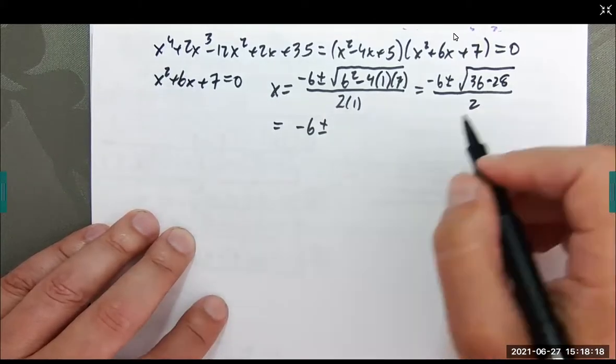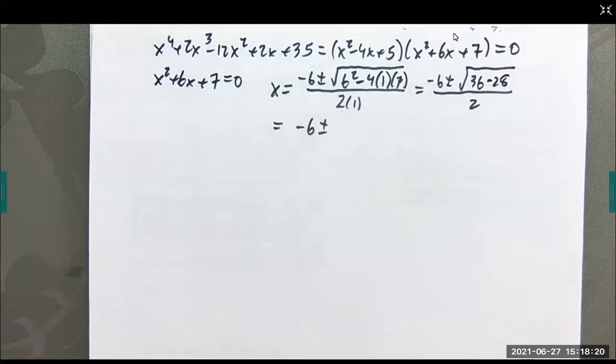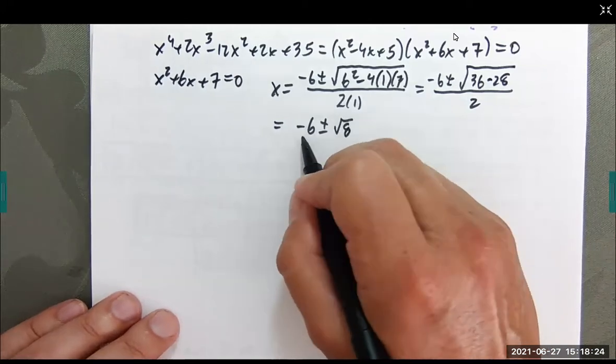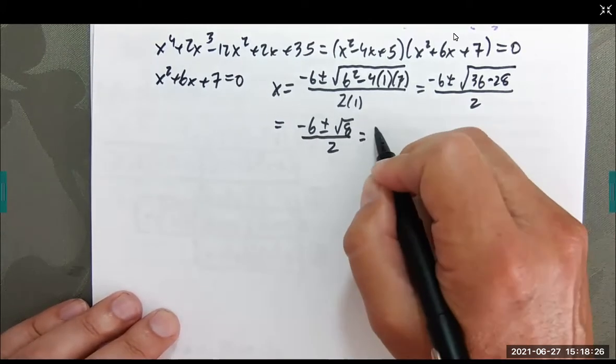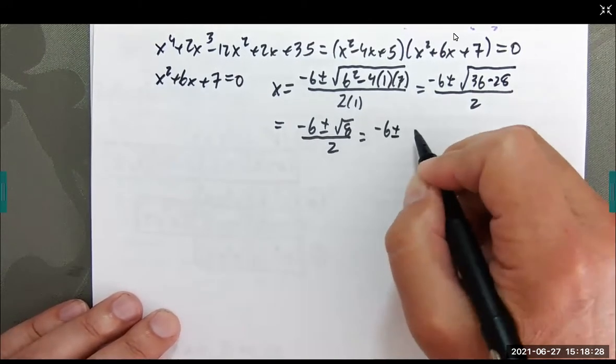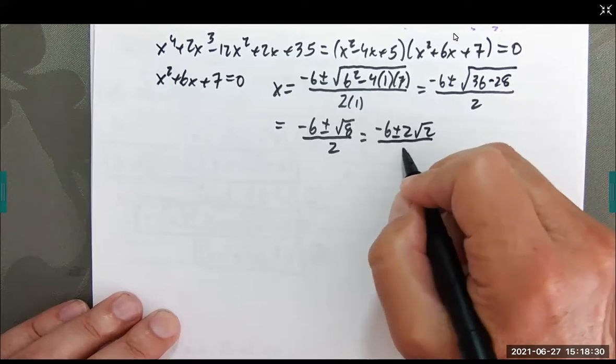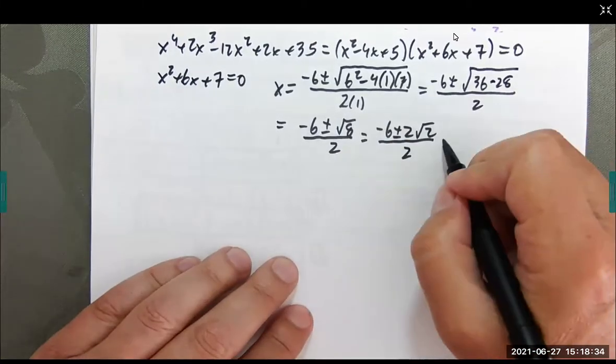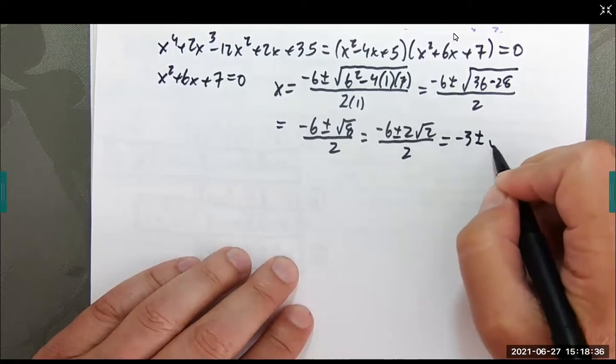So the difference there is going to be 8, over 2. And factoring out a 2 up top here, we end up with -3 plus and minus root 2.